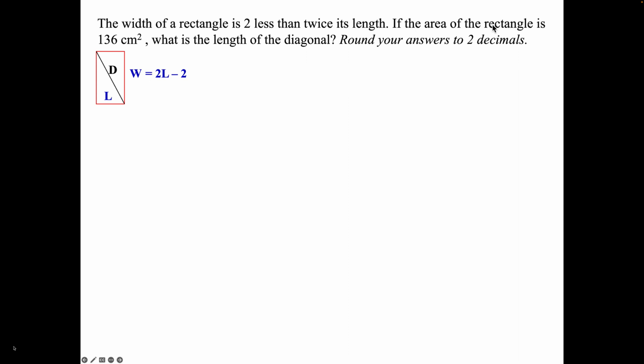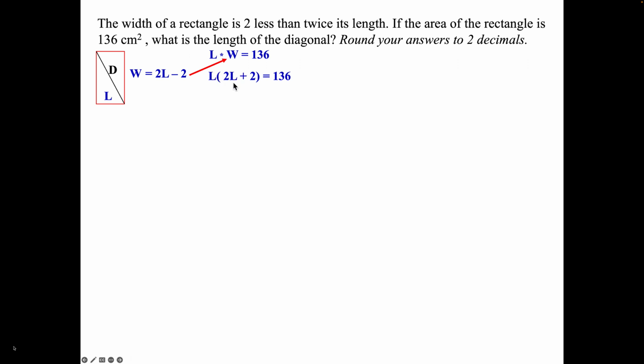Now, they did tell us that the area of the rectangle is 136 centimeters squared, so length times width equals 136, but we really can't have an equation with two different variables in it. So what we're going to do is take the 2L minus 2, which is representing W, and replace it right here in my equation. Now that we have just one variable, L, we're going to distribute this L and create ourselves a quadratic equation.